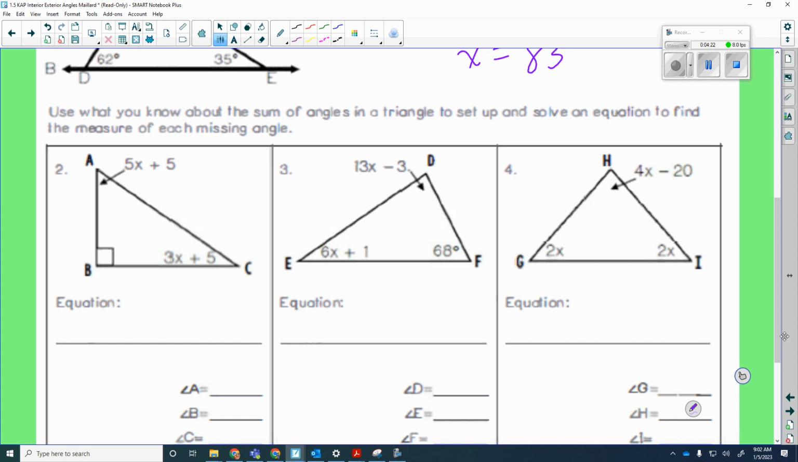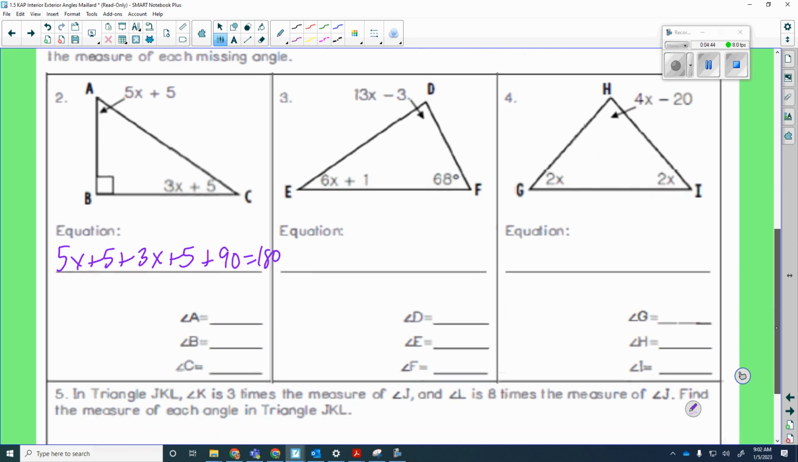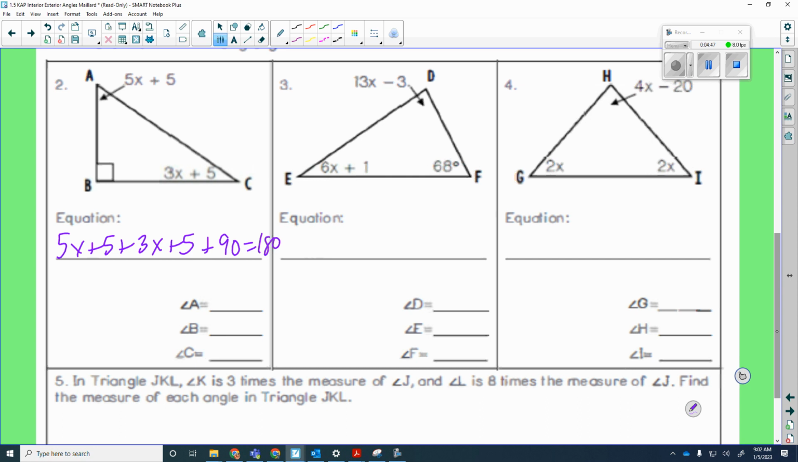Yeah, they have a lot more of an equation because there's a lot more x's in them. So let's do A. What would the equation look like for A? 5x plus 5, plus 3x plus 5, plus 90 equals 180. That's right. Write it all out. You're adding all 3 of those angles. Then what? Yeah, combine like terms. So 5x and 3x makes 8x. 5 plus 5 is 10 plus 90 is 100 equals 180.